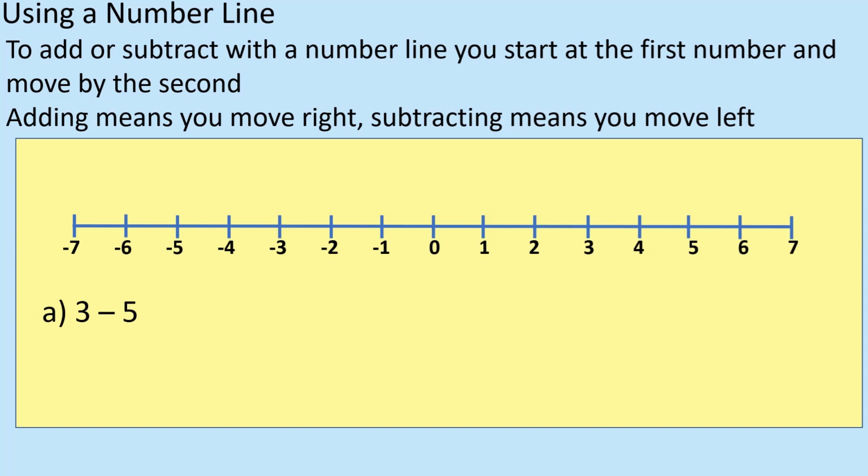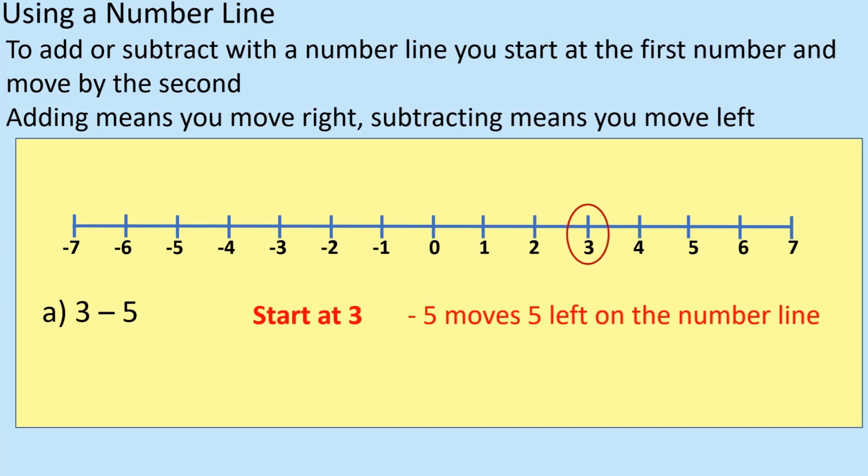So it will lead on to negative, but ultimately, if I said 3 take away 5, the first digit that you've got is 3. That's the first bit, and then the -5 means you move left down the number line 5 times. So 1, 2, 3, 4, 5, and it's going to get me to there, so it's going to leave me with -2.